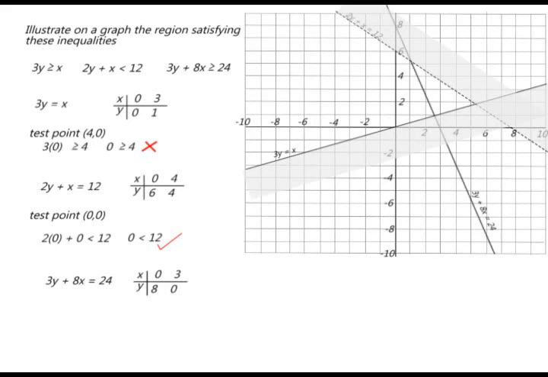That is the line. Where do we shade? Test point, we can take 0, 0. When we substitute, 3 times 0 plus 8 times 0 is greater or equal to 24. We get 0 is greater than 24. Of course, this is not true, and so that point lies on the unwanted side of the line, and we shade it. So we remain with this unshaded region, and it is our required region. This region will satisfy all the three inequalities simultaneously.